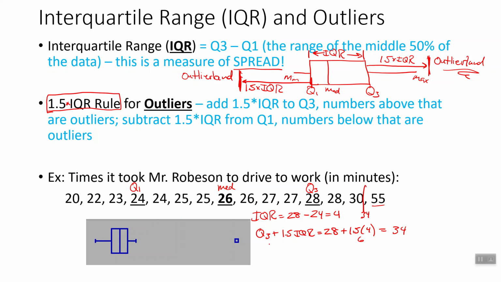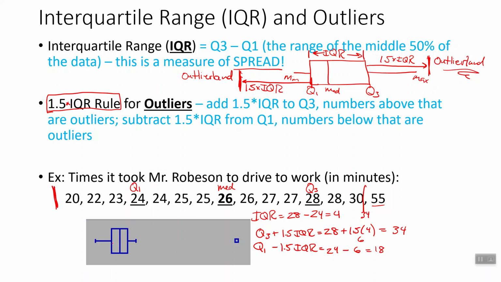We can also check for our low end outliers. Q1 minus 1.5 times the IQR would be 24 minus, so we're subtracting now, 1.5 times 4, so another 6, which would be 18. So anything below 18 would be an outlier. Luckily 18 is down here, so there's no outliers down there.